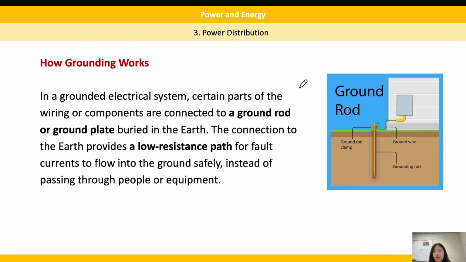So how does grounding work? We can say this is an electrical system, and the green line is usually the ground line. Then we need a ground rod to connect to the grounding to release the electric. In a grounded electrical system, certain parts of the wiring or components are connected to a ground rod or ground plate buried in the earth. The connection to the earth provides a low resistance path for fault currents to flow into the ground safely, instead of passing through people or equipment. So that's a grounding system.